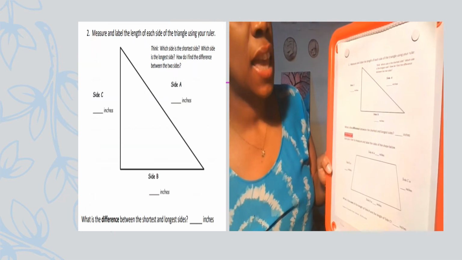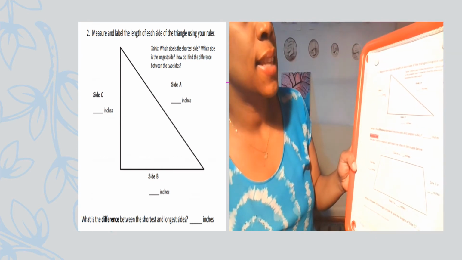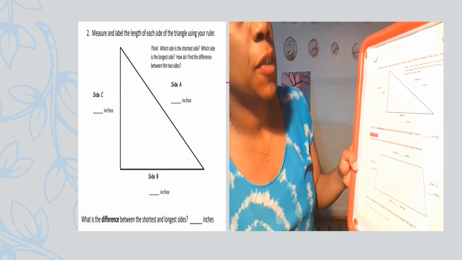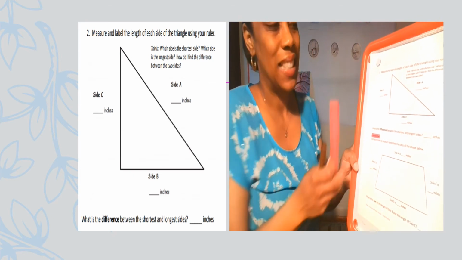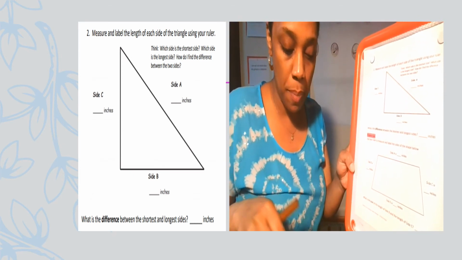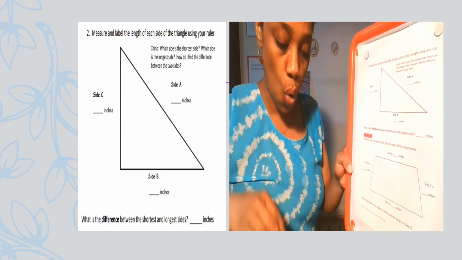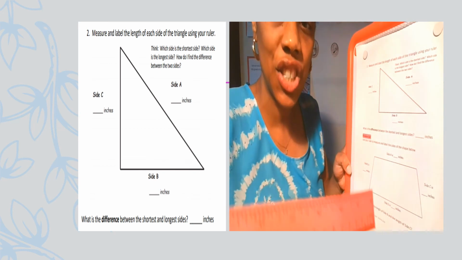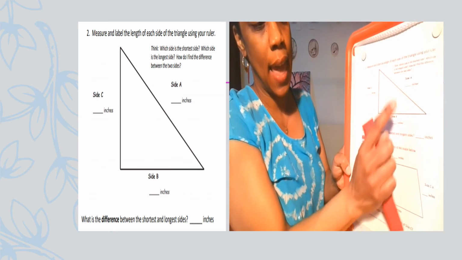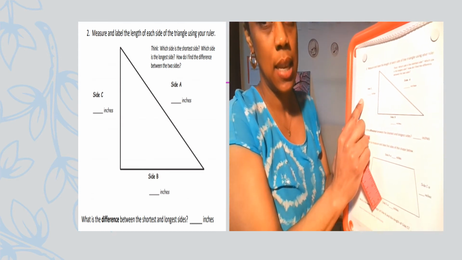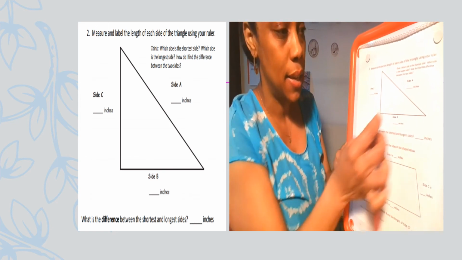Now, let's look at problem number 2 in our Let's Try It section. It says measure and label the length of each side of the triangle using your ruler. So, I see here I'm measuring in inches. Remember, your ruler has 2 sides. You want to make sure that you're on the inch side of your ruler. So, I have side A, side B, and side C of a triangle because I have 3 sides. I'm going to measure each side.